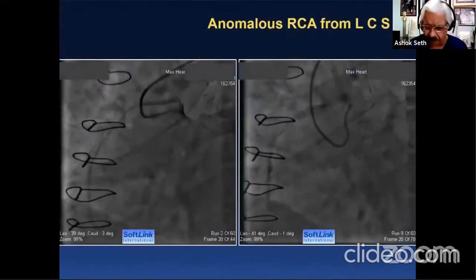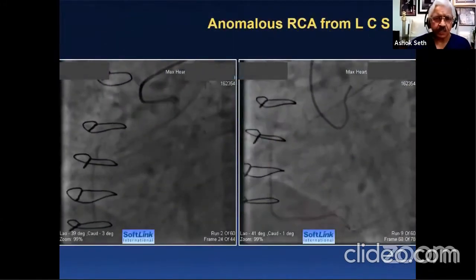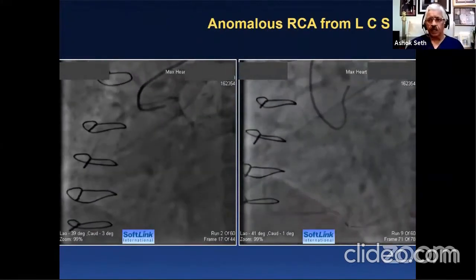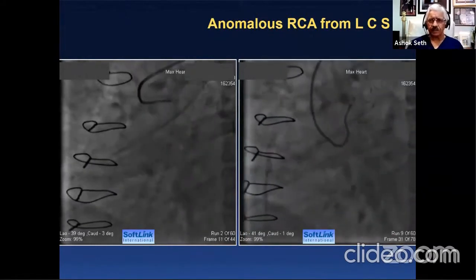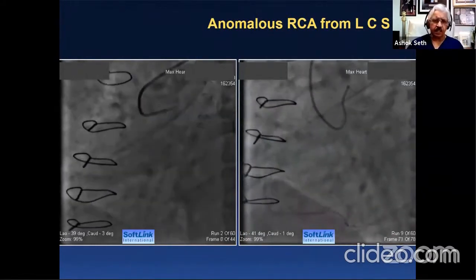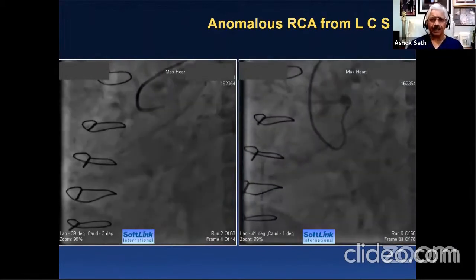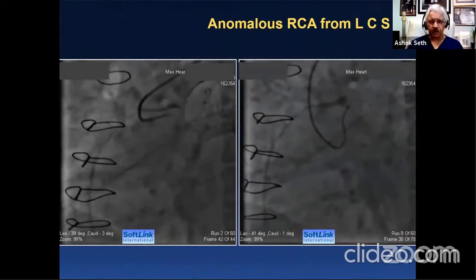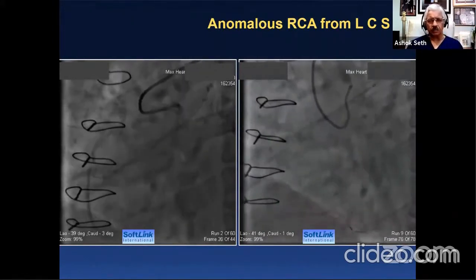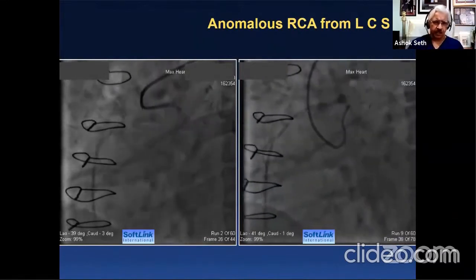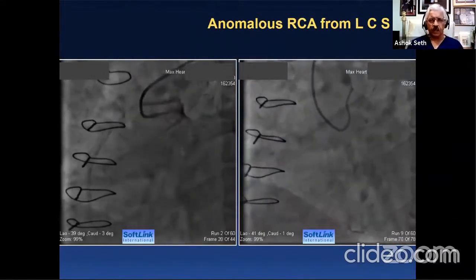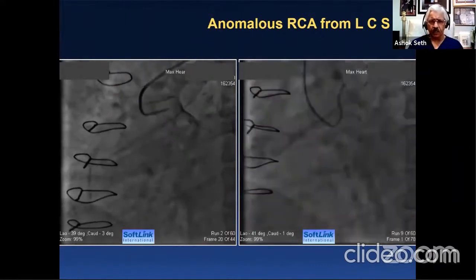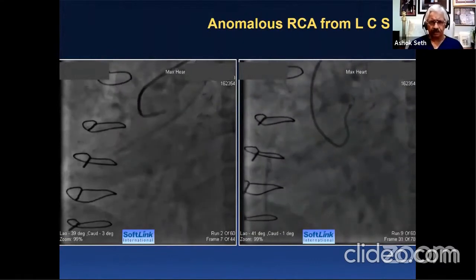Now let's get down to the practical aspects of doing PCI in these patients. And I think that's really the biggest learning we've had over the years. So here's this, and by the way, the anomalous RCA from the left coronary sinus is the commonest anomaly that we deal with in our PCI. And I'm not talking about double orifice or double barrel left main or separate ostia for LAD and circumflex, or anteriorizing RCA from the right coronary sinus, and so on and so forth. The 3 which I'm going to talk about, and those are the toughest ones.